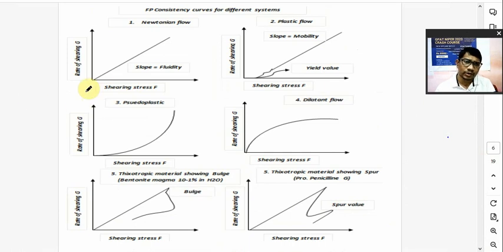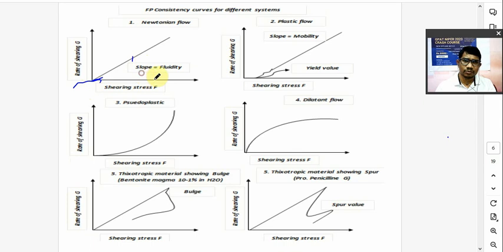the flow will start as soon as you apply stress. The Newtonian liquid will start flowing. If you apply a stress, the shearing rate will also increase in proportion, and the fluid will begin to flow. So that is for Newtonian liquid. And viscosity of such a liquid can be determined by taking any point on the slope.